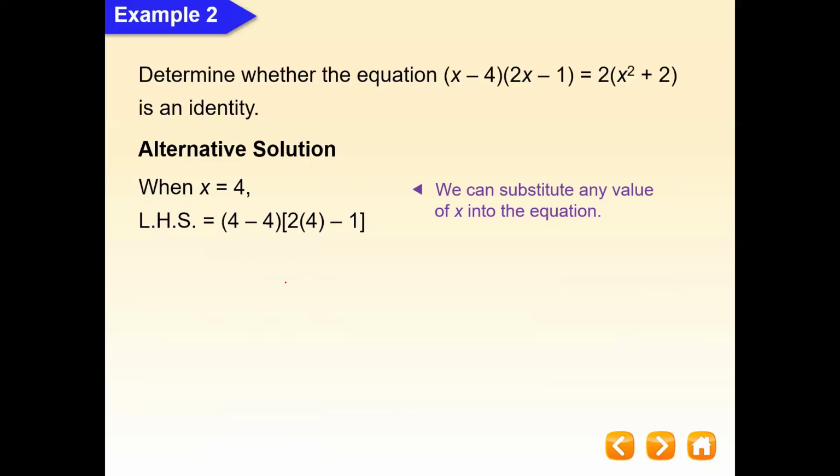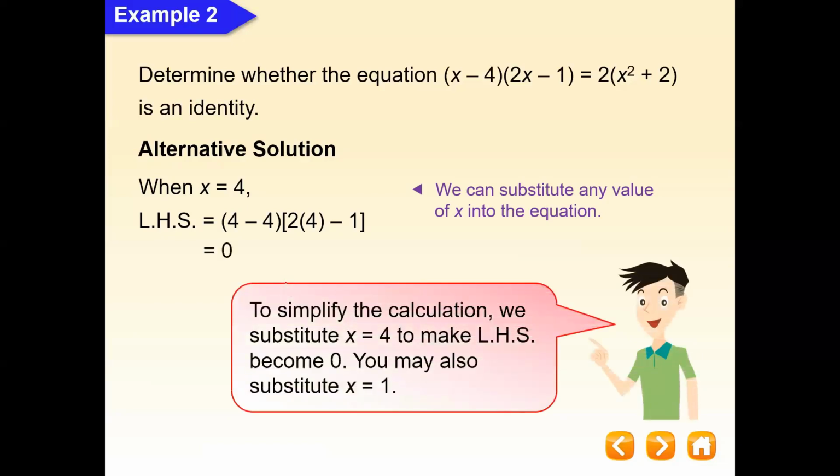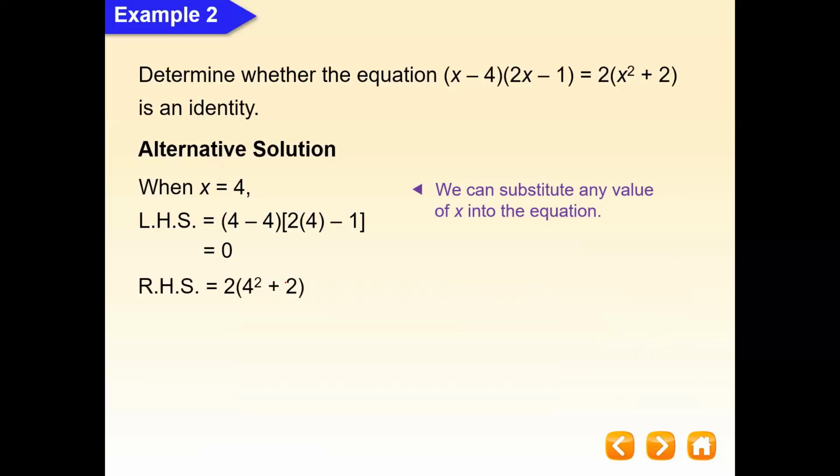Left-hand side equals (4 - 4)(2 times 4 - 1), so equals 0. So why do we choose x equals 4? Because we want to simplify the calculation. When we substitute x equals 4, we can make left-hand side become 0. But of course, you may also substitute x equals 1. Right-hand side equals 2(4 squared + 2), equals 36.